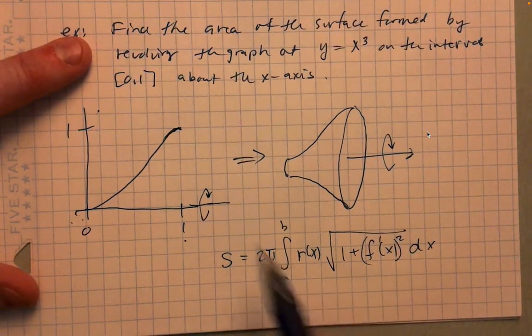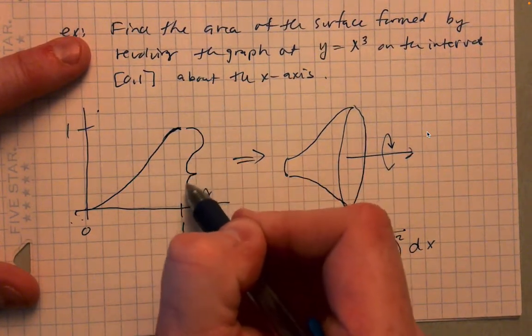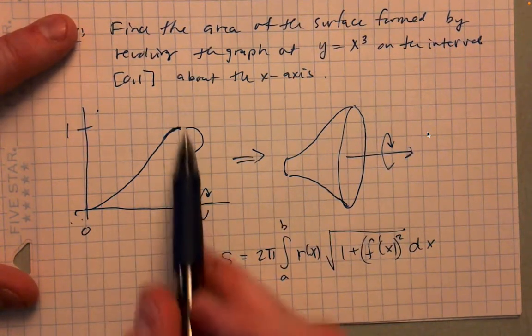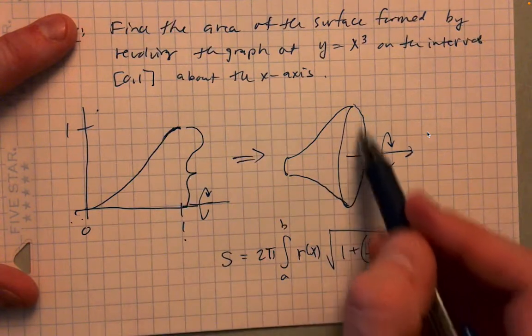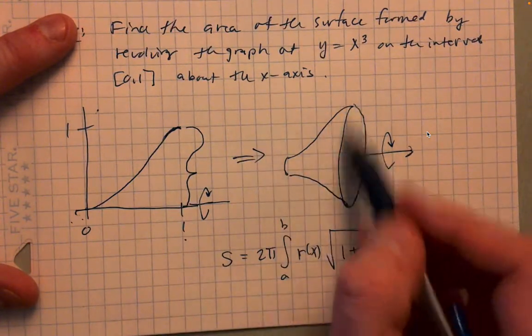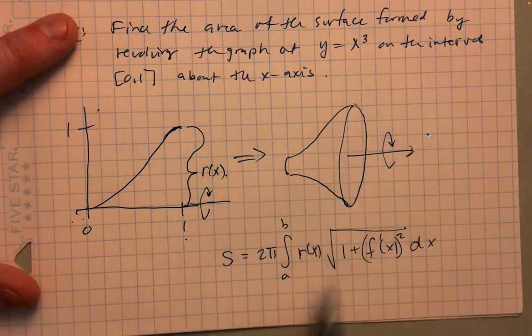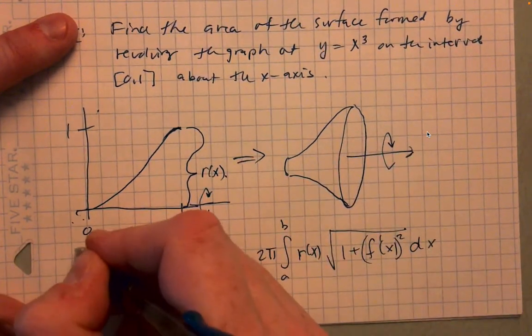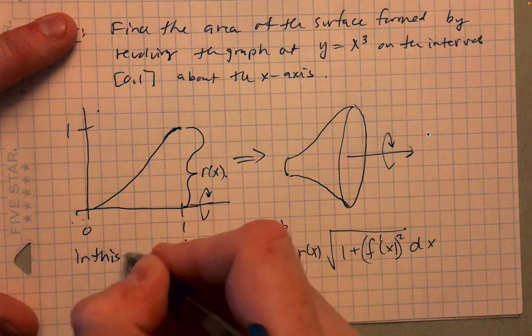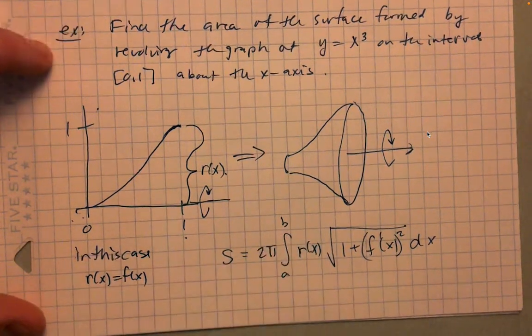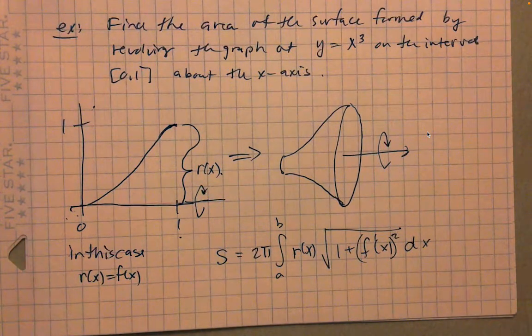Well, r of x is going to be the distance from the axis of rotation along the parallel surfaces of the frustum, right? So this is our r of x. And this isn't always the case, but in this case r of x equals f of x. Okay, in this example it does. So r of x is x cubed.